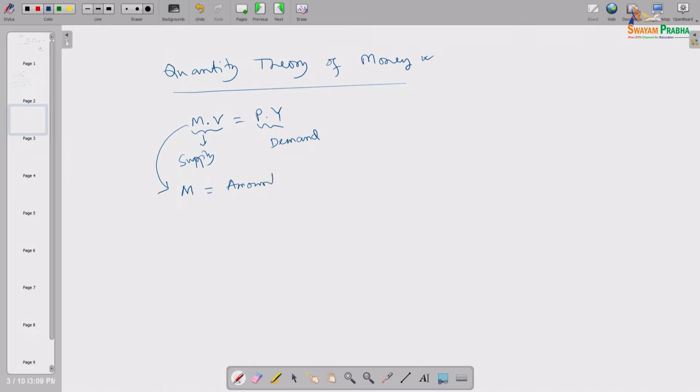So, why is this supply? M is basically the amount of money or currency in circulation in any country or any economy, within an economy. And V is called velocity of circulation.